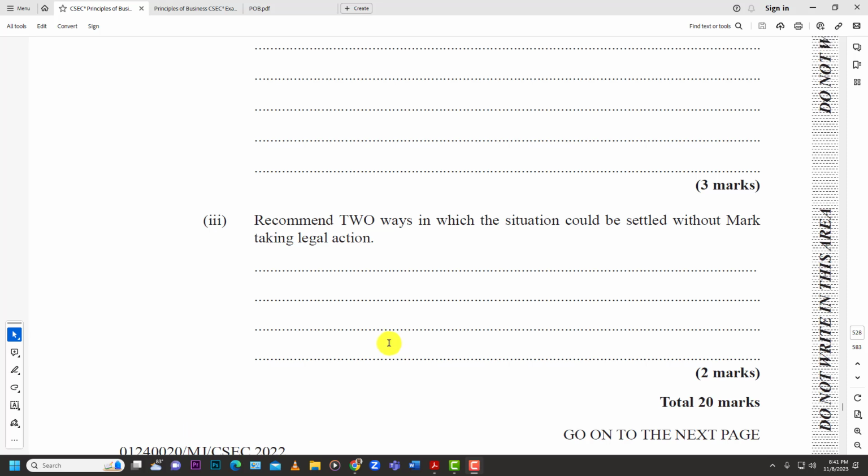So the last question asks, recommend 2 ways in which the situation could be settled without Mark taking legal action. 1, of course, Doris can exchange the cars. That's one way in which it can be settled. Doris can exchange the cars, give Mark the one he wanted. And 2, of course, Doris can return the money to Mark. So either she can give him the car that he thought he was buying, or she can give him back the money, and then we try and settle that way without going to the court. Give him back the money, exchange the cars, either way. So simple like that, we would have covered that question.